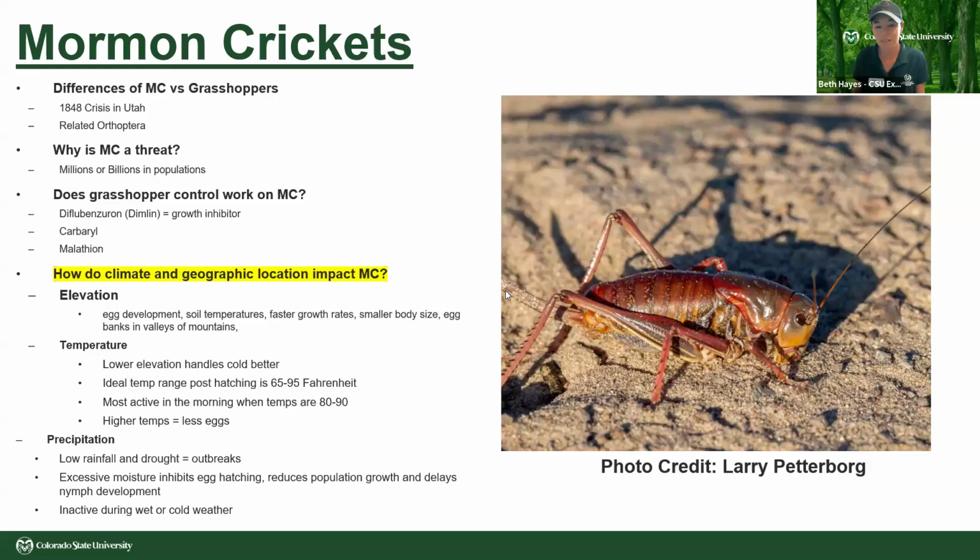A lot of people freak out about this spike on the back of their body. This is purely for laying eggs. It's not used as a defense mechanism or anything like that. It's simply for depositing eggs. We see outbreaks in years where there's low rainfall and drought, like what we're all experiencing now. Excessive moisture is a good thing for us because it inhibits egg hatching, lowers their population growth, and delays nymph development, which is huge. And then they stay inactive during wet or cold weather, which again, we're greatly missing in our state. So this is a big deal and a new threat that's starting to impact a lot of us.